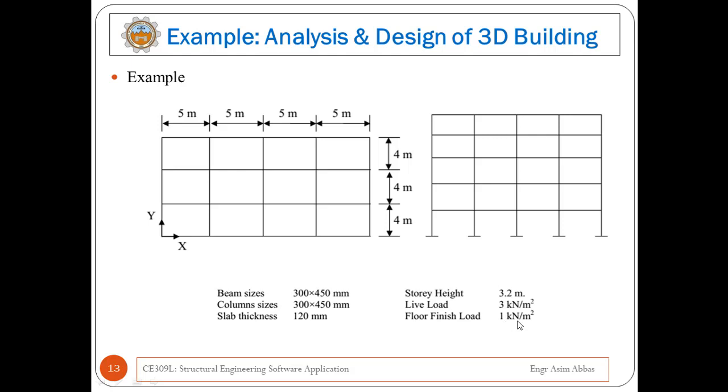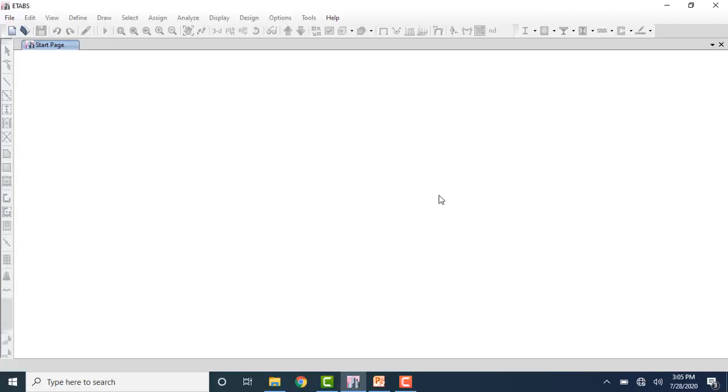Okay, for the grid system in this example, 5 grid lines are required in x direction and 4 grid lines are required in the y direction, and it is actually a 5-story building including base, so a total of 6 stories will be required along z direction. Okay, now let's see how to analyze and design this structure in ETABS.